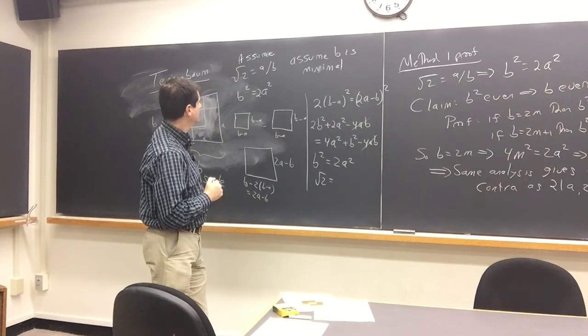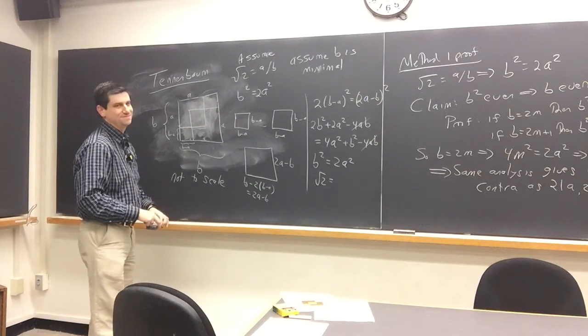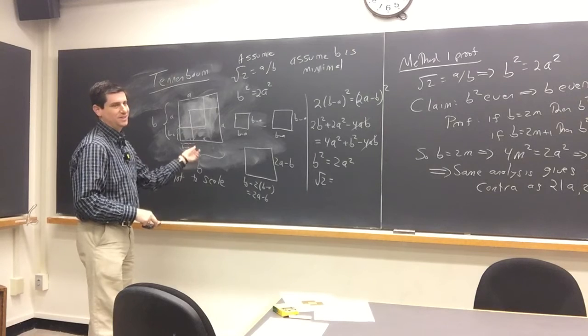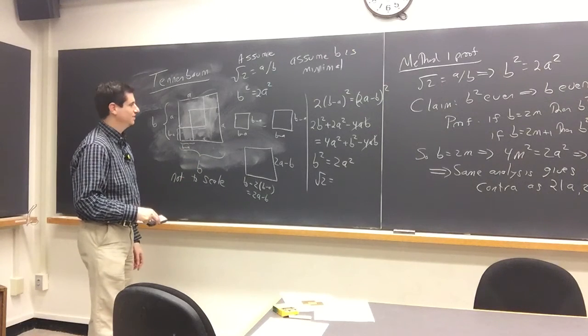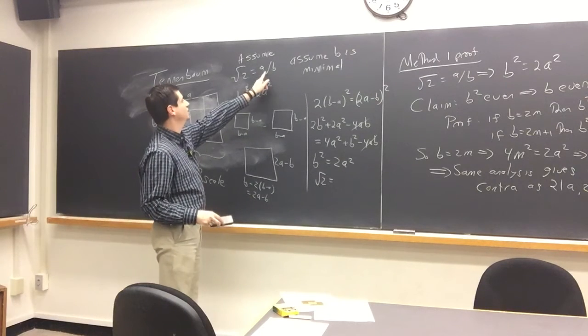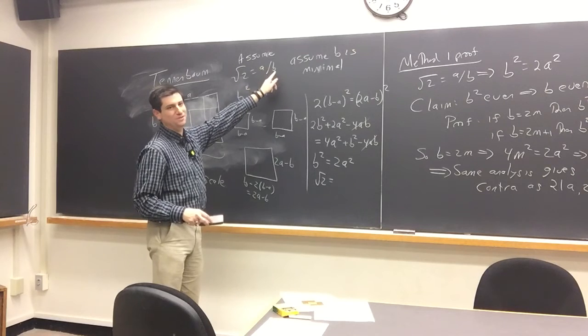Wait a minute, did I mix up? No. Oh, I think I mixed up over here when I wrote a over b. Yeah, I mixed up a and b, because b is the longer length. Didn't you draw b as the longer one? I drew b as the longer length, but over here I wrote square root of 2 is a over b.